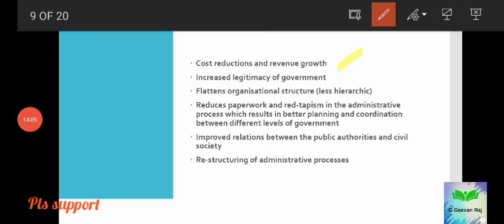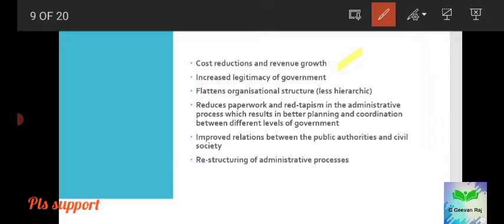And e-governance will also address the issue of red tapeism, which is the delay in the processing in various government offices because of the complex processing. And e-governance will also help in improving the coordination between various governments and also improve the planning at various levels.